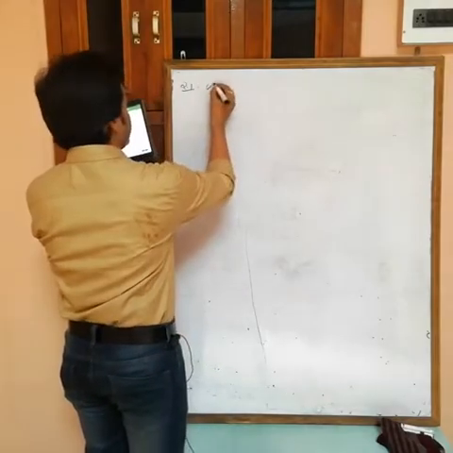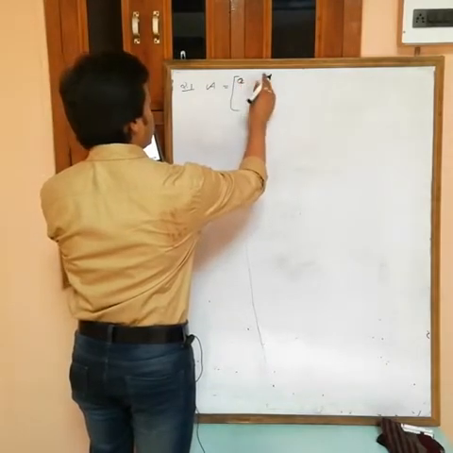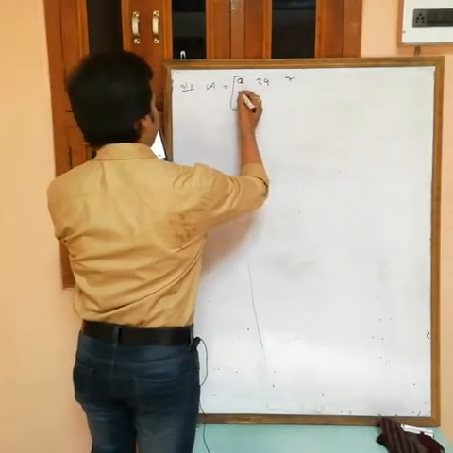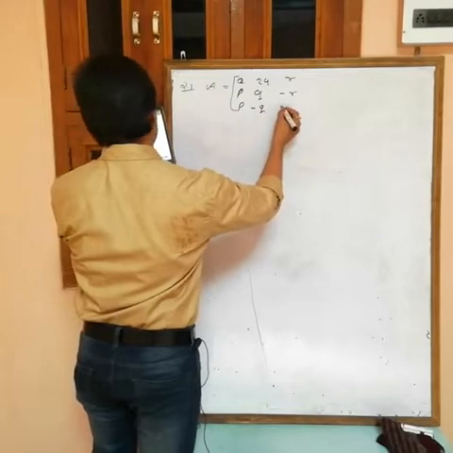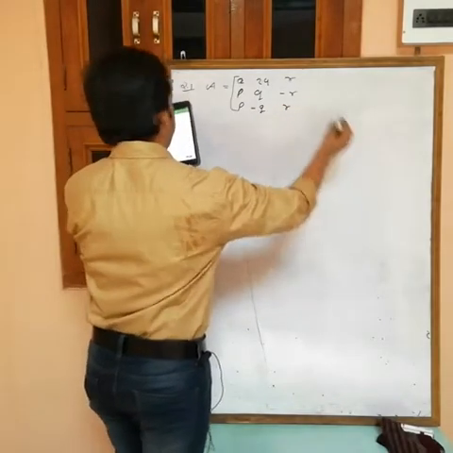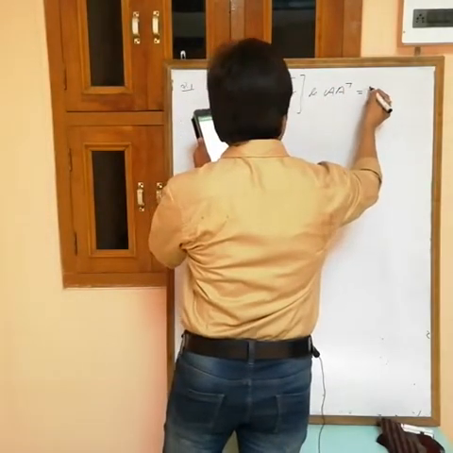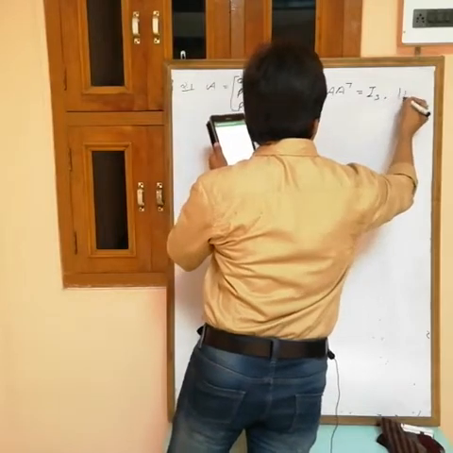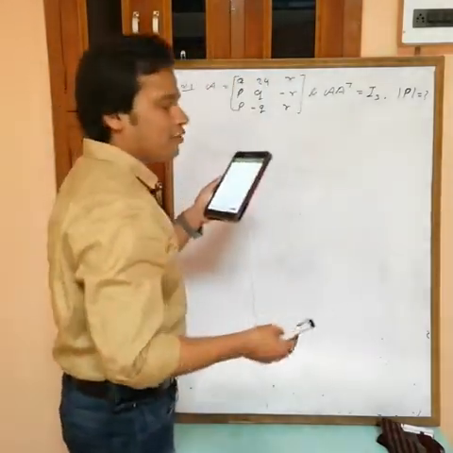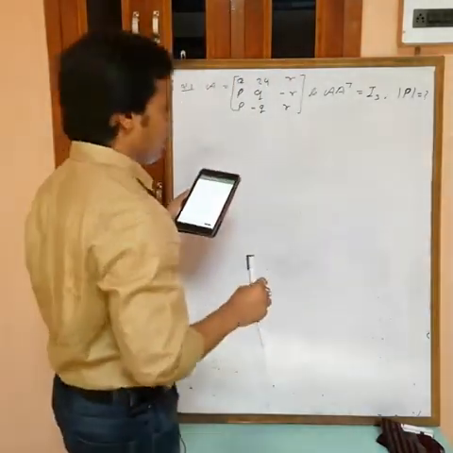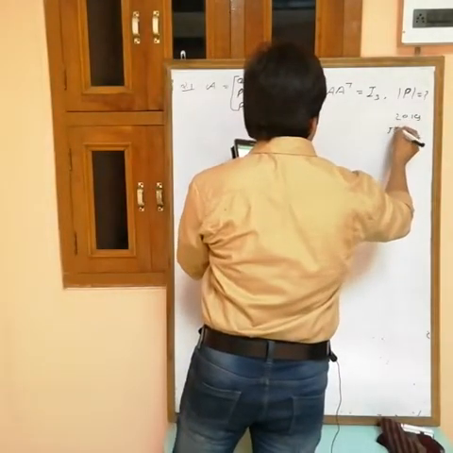This question is: let A be the matrix [0, 2q, r; p, q, -r; p, -q, r], and A into A transpose is equal to I3. Then find the value of mod P. P can be any value, so modulus of P means the positive value of P. And it came in JEE Mains 2019.